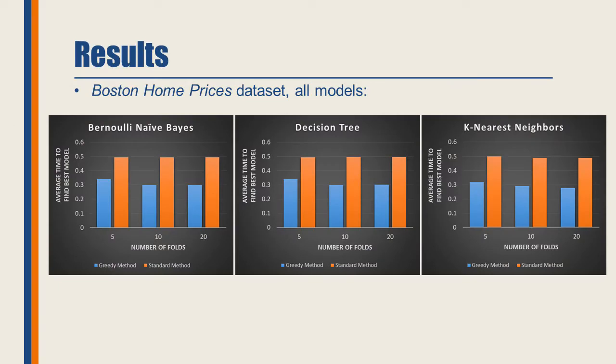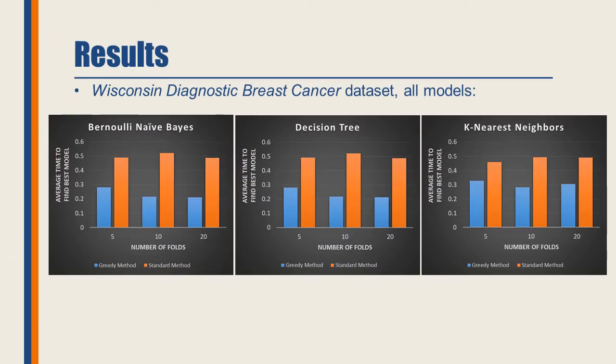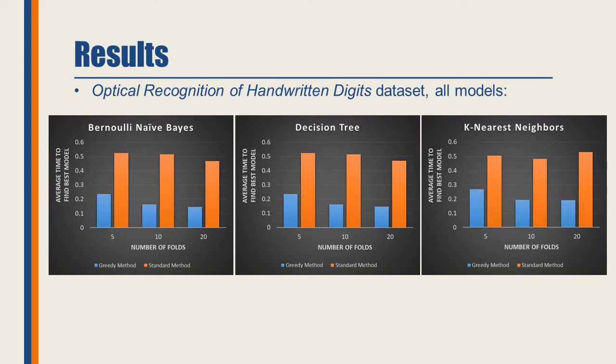Here we see a comparison of how quickly the greedy method was able to find the best model in comparison to the standard method for 3 different classifiers on the Boston home prices dataset. As you can see, greedy cross-validation was much faster than standard cross-validation at finding the optimal model in these experiments. Here are the results for the Wisconsin diagnostic breast cancer dataset. Again, greedy cross-validation is much faster than standard cross-validation on average at finding the optimal model.